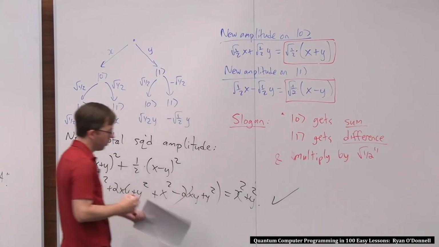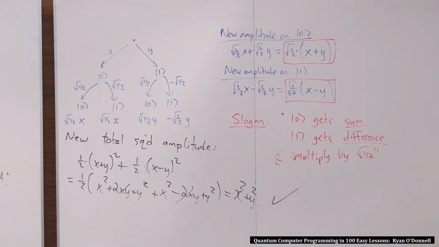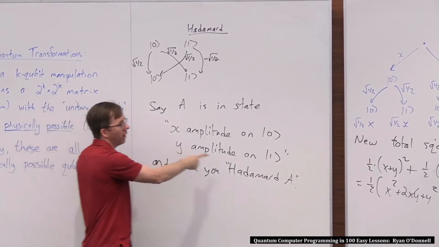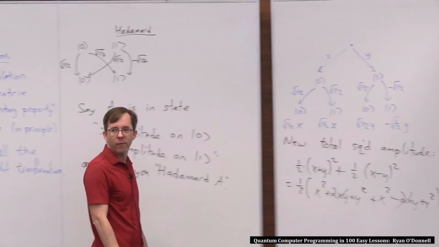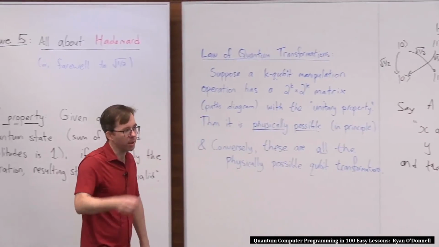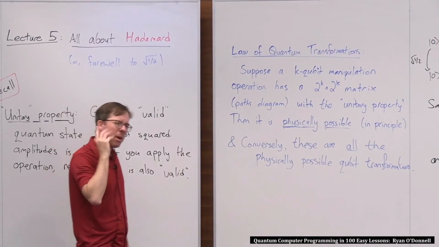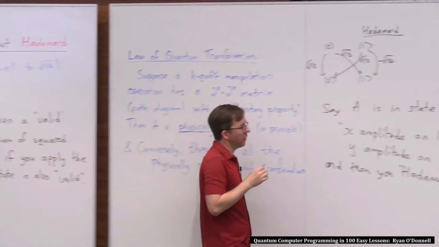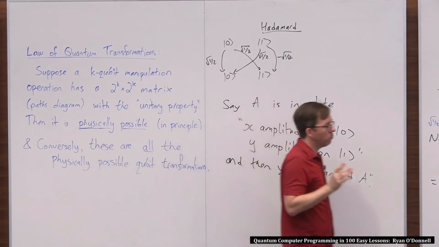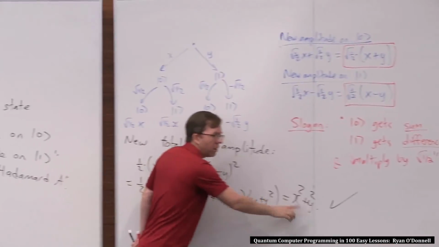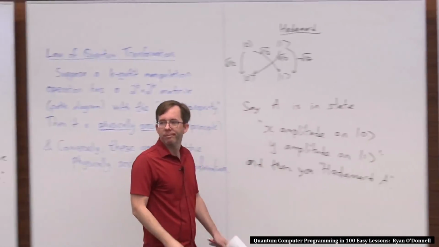And that's a check mark. So why is it a check mark? Well, we assumed that the input state was valid, which means x squared plus y squared equals 1. And the new total squared amplitude is x squared plus y squared, which is also 1. So it has the unitary property. And you should maybe remember in the back of your mind, because it's going to come up: if x squared plus y squared didn't equal 1, this number would still be x squared plus y squared.